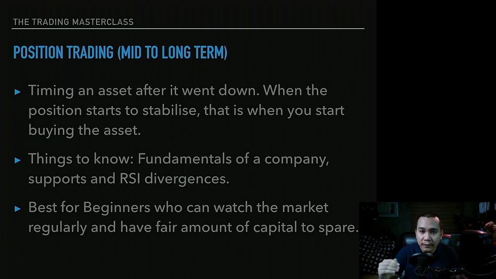Things to know: fundamentals of a company. Basically, this is how good the company is. If the company is good, that means the company is fundamentally good. I have a separate video about learning how to know the fundamentals of a company. Please go to the video description so that you will know more about it. You also need to know what supports and RSI divergences are. I'm going to run through them in this video so that you will understand the discussion, but I have a completely separate video for you to understand them even more. Check out the video description. This is best for beginners who can watch the market regularly and have a fair amount of capital to spare.